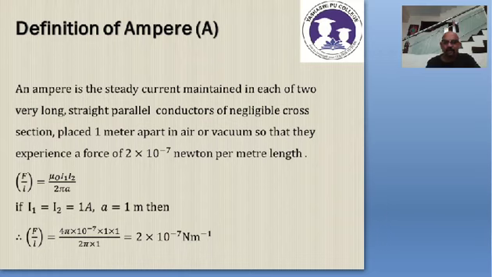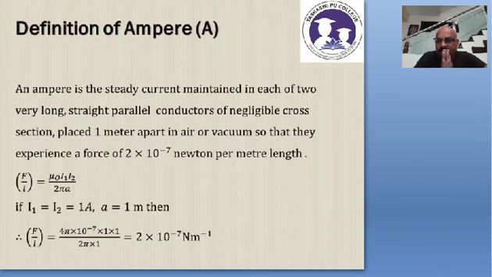Now we'll go in the reverse order. If the force is equal to 2 into 10 to the power minus 7 Newton per meter, then the current flowing through both the conductors is 1 ampere if they are separated by a distance of 1 meter. So what is an ampere? Ampere is the current maintained in each of the two long straight parallel conductors of negligible cross section placed 1 meter apart in air, so that they experience a force of 2 into 10 to the power minus 7 Newton per meter length. This is the definition for the SI unit of current.